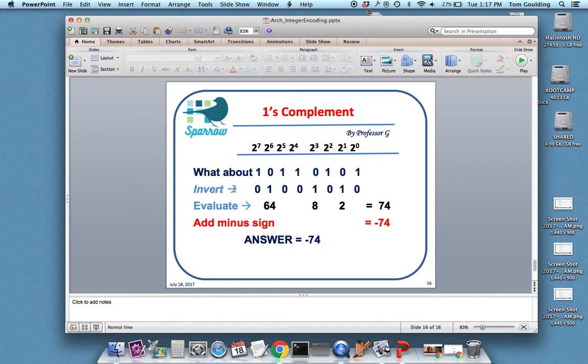But then comes the final step. We add the minus sign in front of our numeric result, so our answer is always negative. So when you start with a one's complement, with a leftmost bit being a 1, you're dealing with a negative number. So never forget that minus sign. That's the most common error on tests. You invert the bits, and then you evaluate the place values.